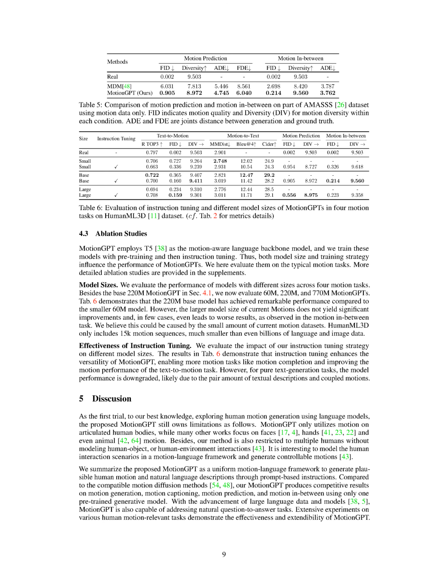Next, we evaluated the effect of our unique instruction tuning method on different model sizes. The results indicated that this technique improves the flexibility of MotionGPT, enabling it to handle more types of motion tasks, such as motion completion, and enhancing its performance on the text-to-motion task. However, we noticed a decrease in performance for tasks involving pure text generation, potentially because of the limited amount of text descriptions and their associated motions.